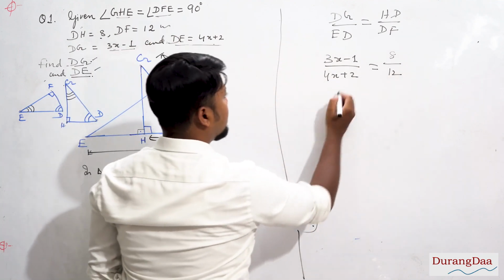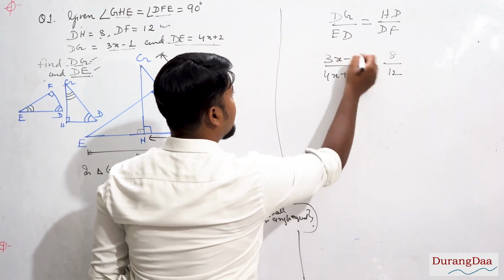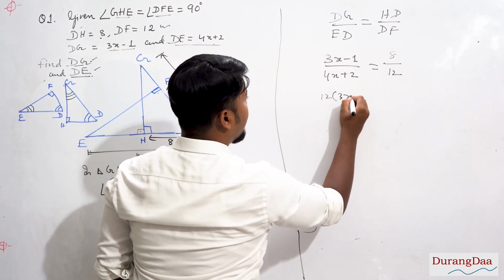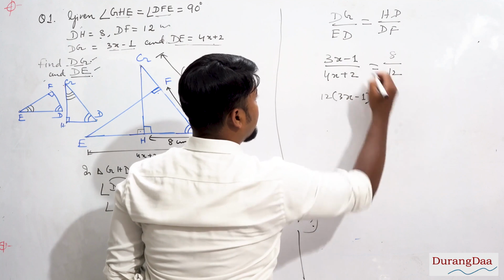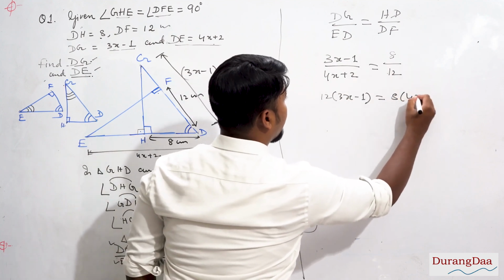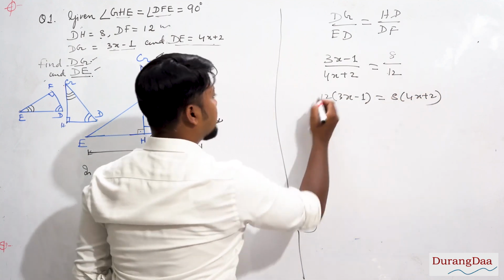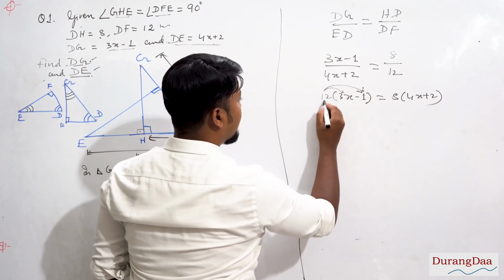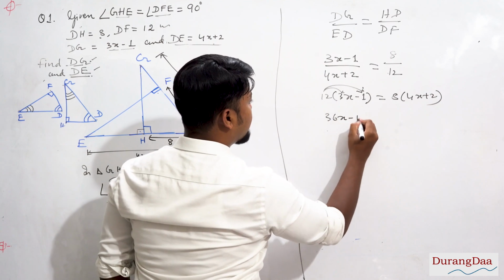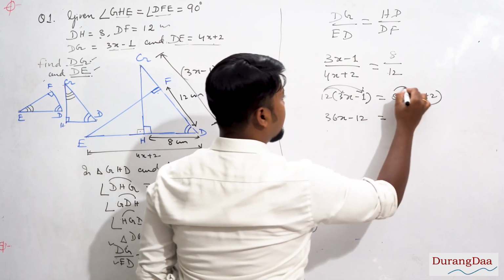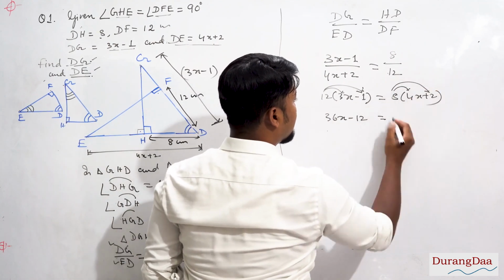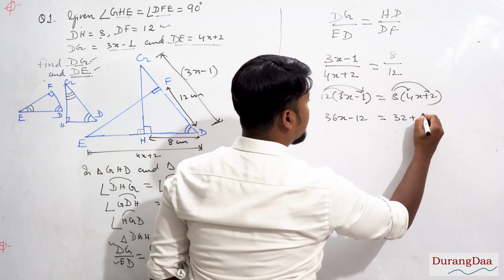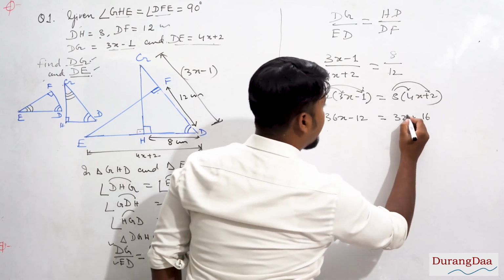Cross multiply it: 12 into this numerator, 3x minus 1, equals, by cross multiplication, 8 into 4x plus 2. Next, multiply this 12 inside the bracket with each term: 36x minus 12 equals, again this 8 is multiplied to each of these terms, 32x plus 16.